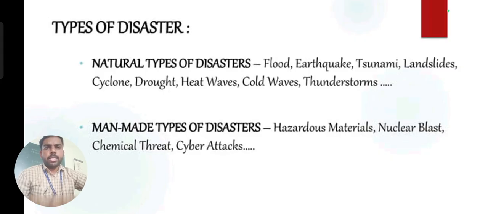Based upon this type of disasters, coming to natural, some examples I have given in that slide: floods, earthquakes, tsunamis, landslides, droughts, cyclones, heat waves, cold waves, thunderstorms. These all are without involving any man or human activity. This type of natural disasters may form regularly.